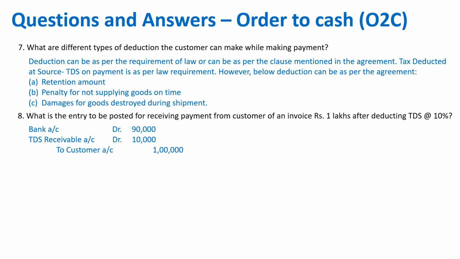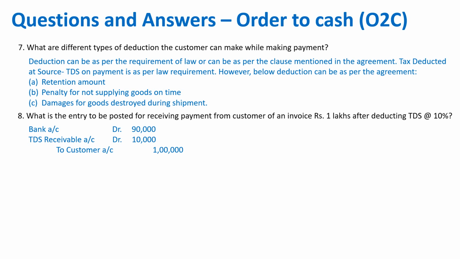How is TDS receivable an asset for the company, such that you are debiting TDS receivable? Because the customer will deduct this amount and remit it to the government, and he will file a return quoting your PAN number. So this amount will get reflected in the 26AS of the supplier, and when the supplier pays advance tax or files income tax return, he can take the benefit of this TDS receivable as advance tax. Hence, it is an asset for the supplier. So in this entry, you can see bank debited 90,000, TDS receivable, also an asset, debited 10,000, to customer 1 lakh.